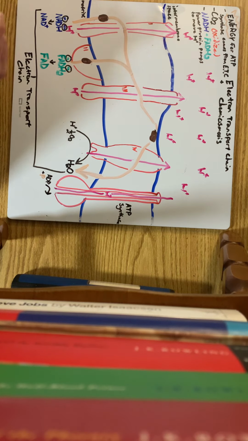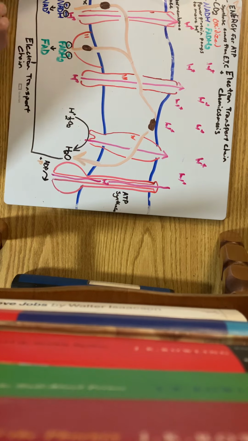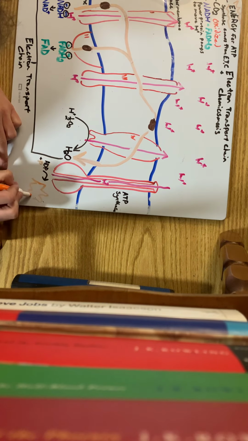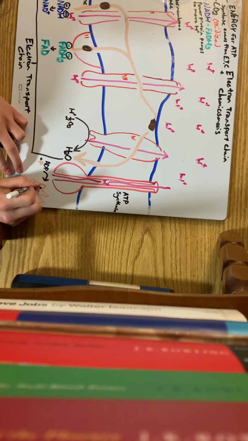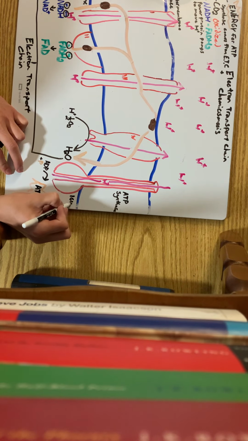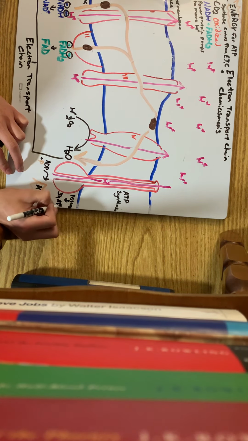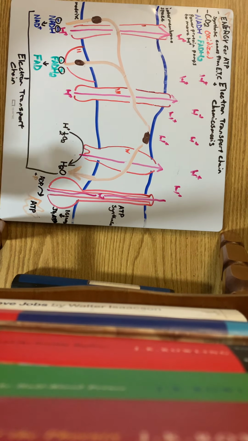Wow, I sound like a broken record. I've said this so many times, which is ATP. We've been dying to get the big amount of ATP, and we finally have 34 of them. 1 glucose will give us 34 ATP, which is the energy the cell can use.